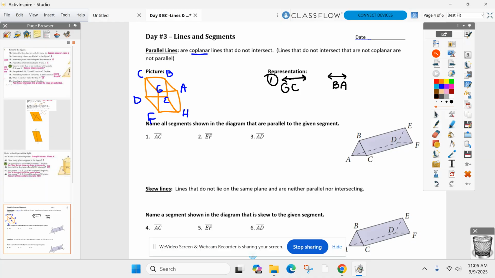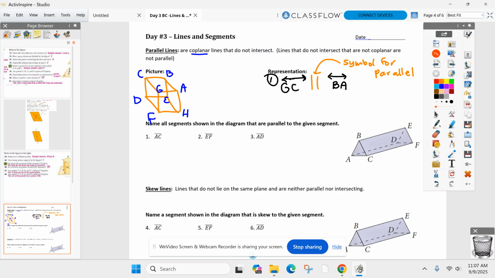Anybody know the parallel symbol before I show it off? Is that just two lines? Two vertical lines. There it is. We do not write the word parallel moving forward this year. We write the symbol for parallel. So if you want to make a little note for yourself, there's the symbol for parallel: two vertical lines.